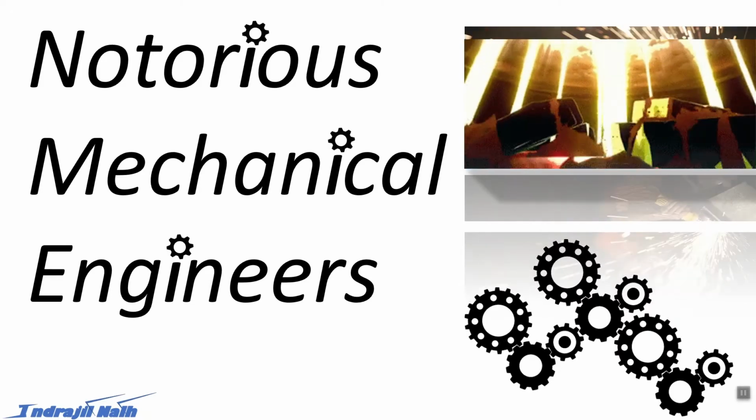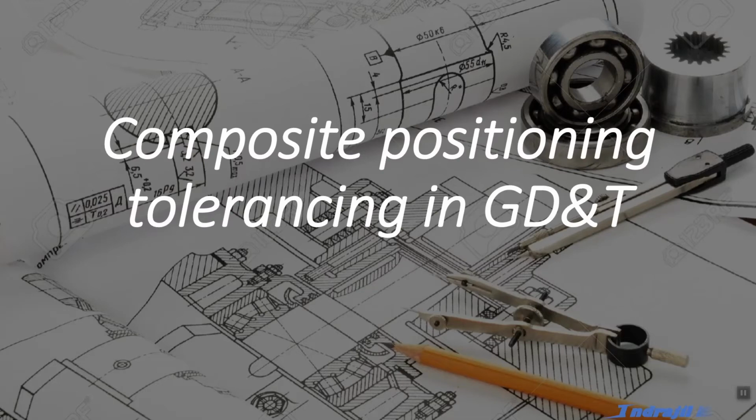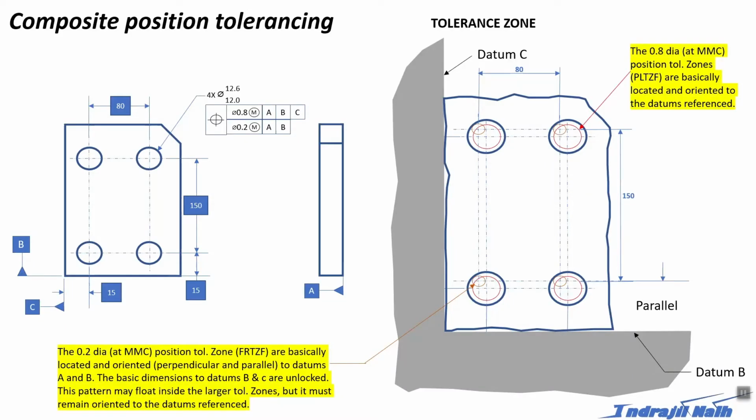And today we'll be discussing a very important topic, which is composite positioning tolerancing in GD&T. So you all might know what composite tolerance is. Basically, composite tolerance consists of two feature control frames combined with another geometric tolerance.